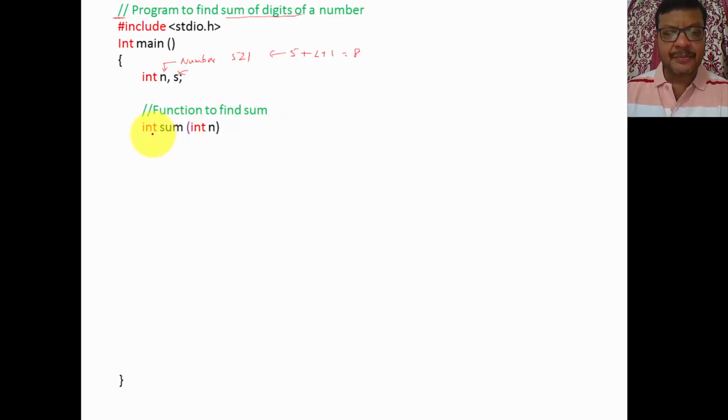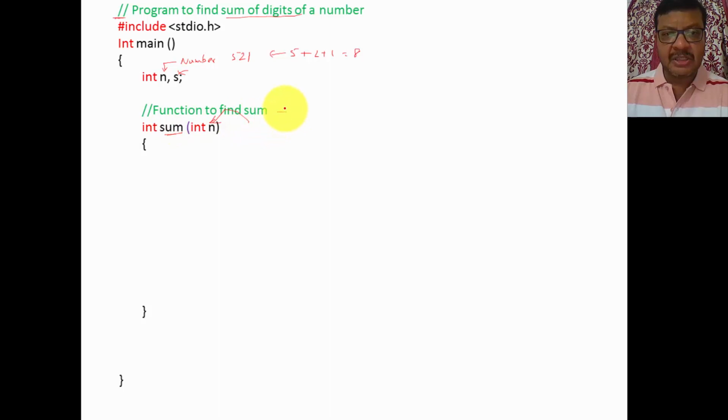So here this function is returning an integer value. So that's why this is integer type. Name of the function is sum. The value which I am sending into this function is this n, that is this number. Okay, this is of integer type. I'm writing int here. Then open and close braces. Inside these curly braces only, you have to write the entire function.